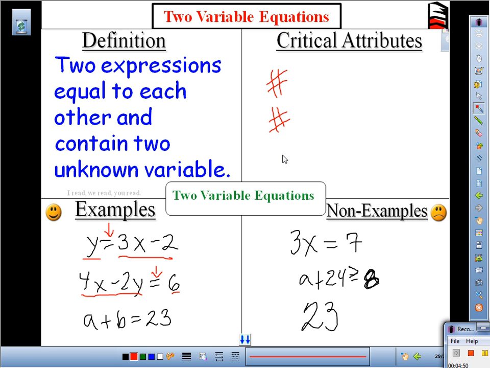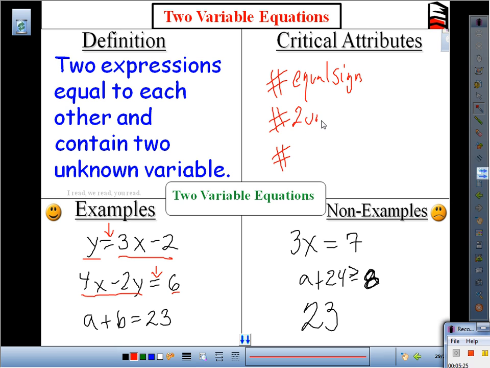Hashtag at least two. What makes a two variable equation a two variable equation? Write that in there, please. All right? Alejandro, hashtag what? Equal sign. Fernanda, go. Two variables. And so on and so forth.